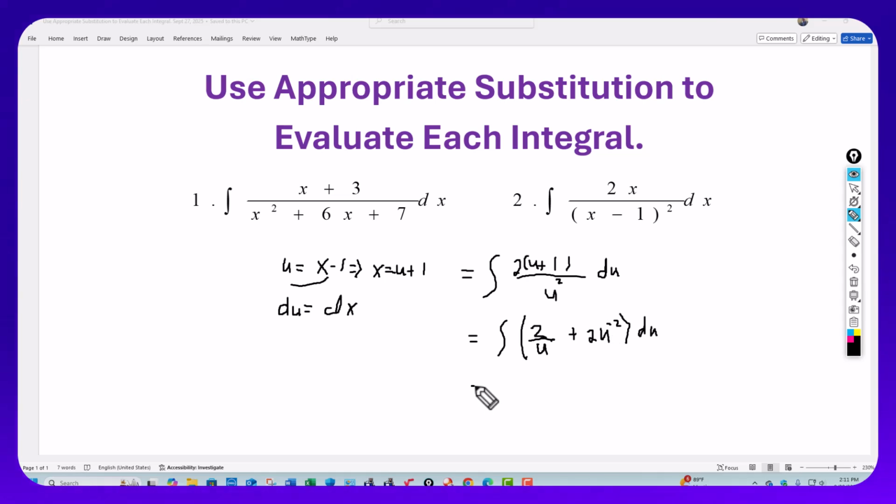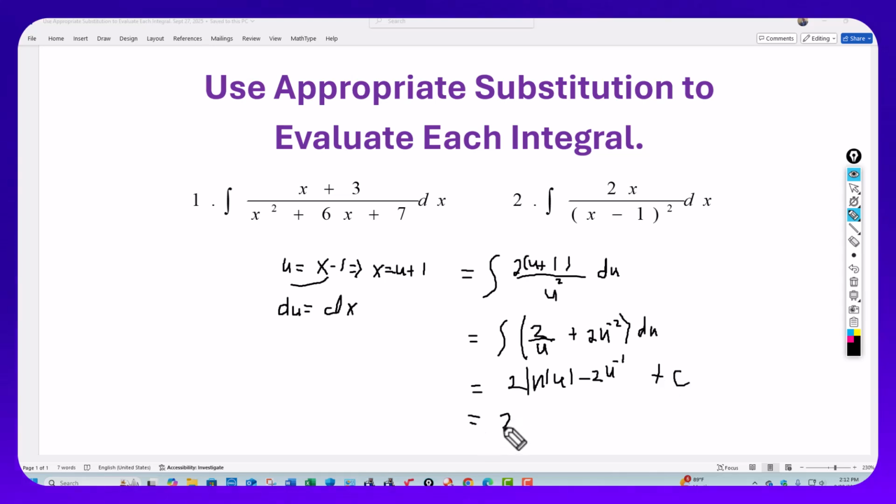Then I just integrate here with respect to u. 2 over u, of course, gives a natural log, so this will be 2 ln of absolute u. Then 2u to the negative 2: add 1 to the exponent to get negative 1, and divide by that, I get negative 2 u to the negative 1. So I get 2 natural log of absolute u minus 2 u to the negative 1 plus the constant of integration. And then I just go back to the original variable.